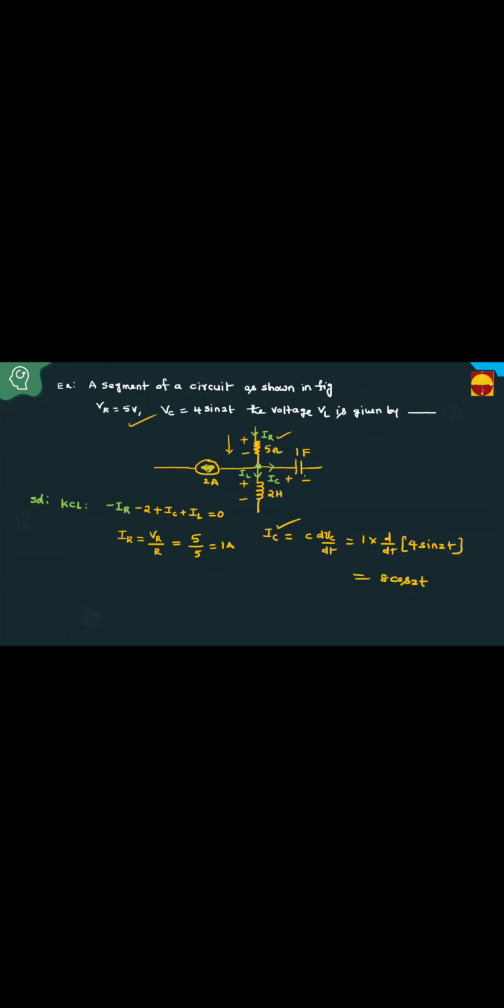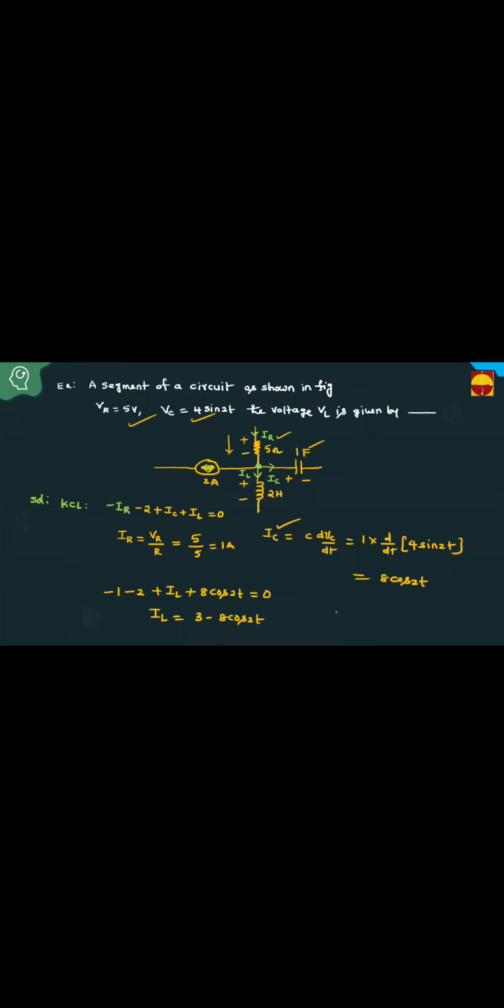I calculated IC, C is 1 farad, this is VC. Now, how to substitute all the values? IR is how much, friends? 1 ampere. Plus 2, minus IC, which is 8 cos 2t, equal to IL. From this, what is IL equal to? 3 minus 8 cos 2t.